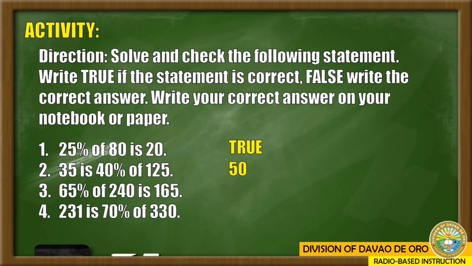Number 3. 65% of 240 is 165. True or false? Good job. False. Now what is our correct answer? Very good. 156. Number 4. 231 is 70% of 330. True or false? Very good. True. Count your scores and write your scores on the top of your notebook or paper.